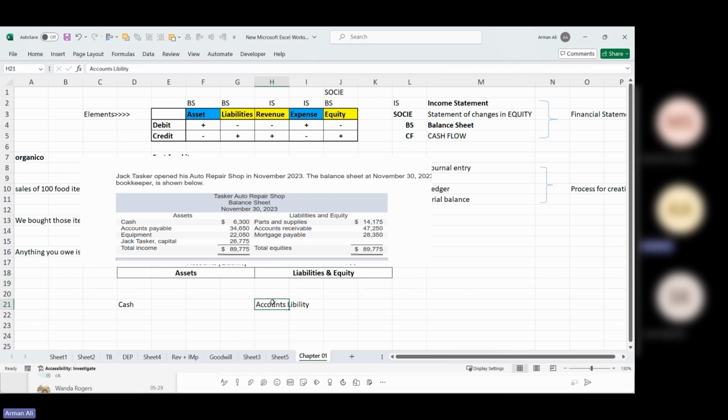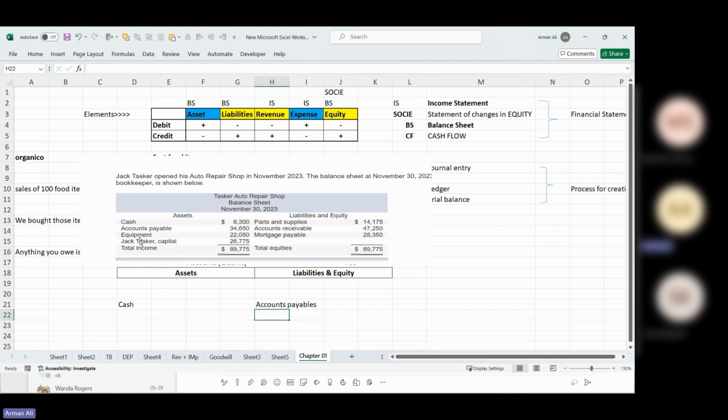Okay, sorry, accounts payables. So that is all we have to do. We just have to change their position. The next one over here is equipment.